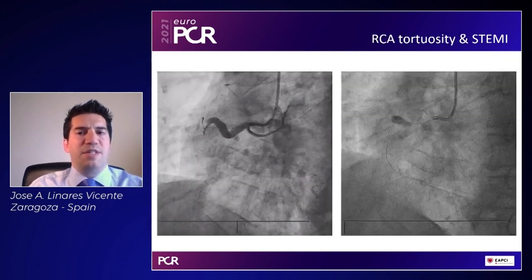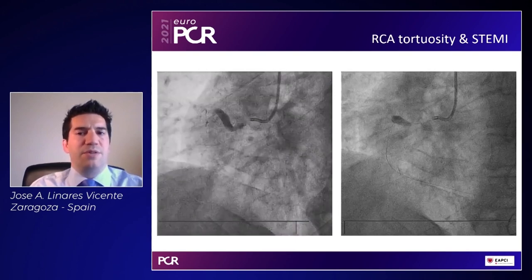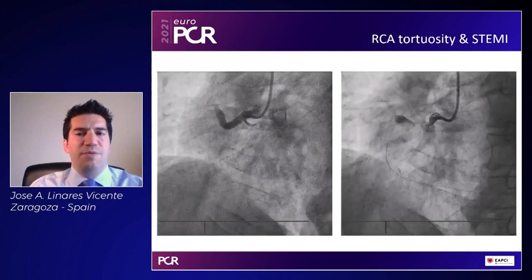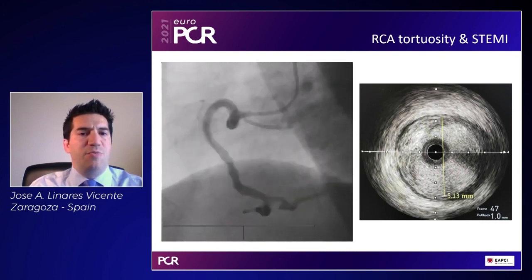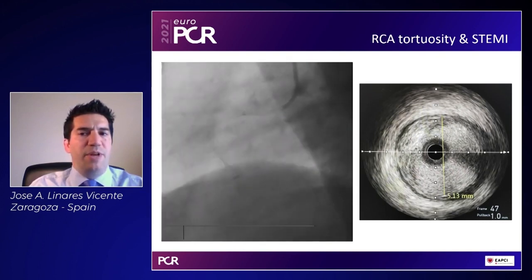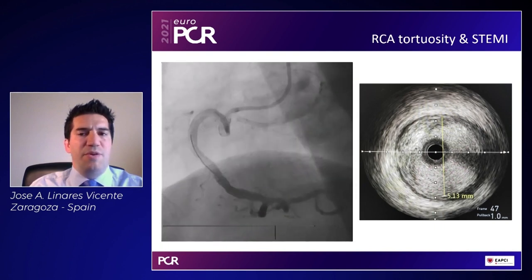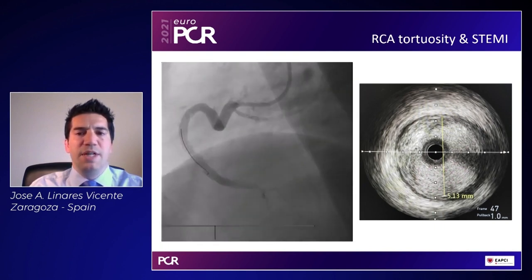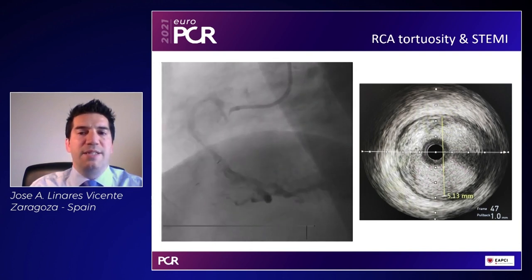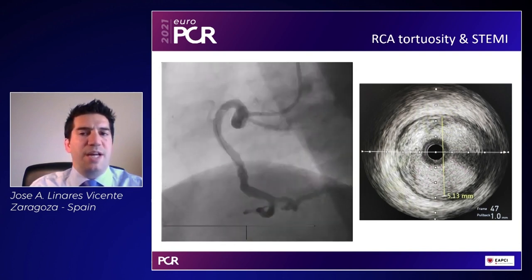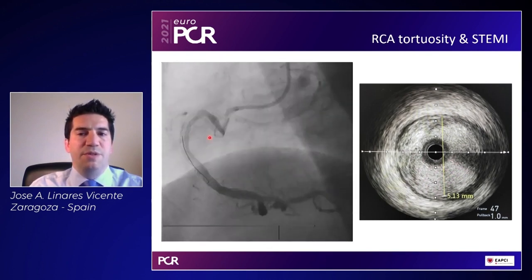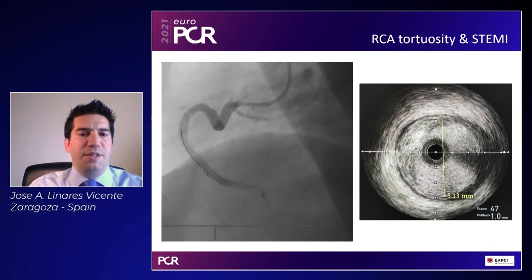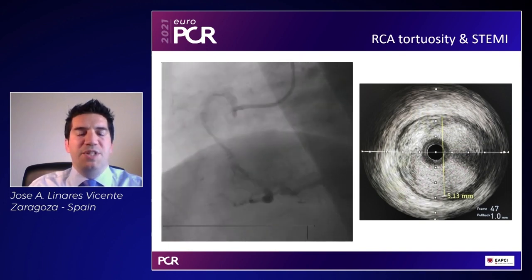I will finish with this STEMI case in a greatly tortuous right coronary artery with very high thrombus burden. After a hard PCI, we needed a guide extension catheter to implant a very long 4 millimeter stent and got TIMI 3 flow. As shown, it was a 5 millimeter vessel size and malapposition was guaranteed. Post-dilation was mandatory, but residual thrombus was present. So we planned a new PCI in a few days.